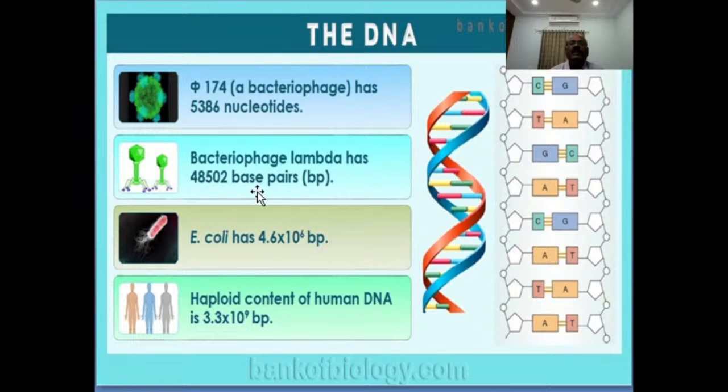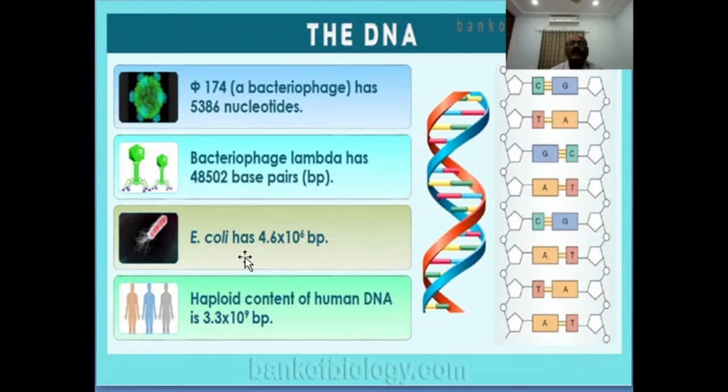Whereas the bacteriophage lambda has 48,502 base pairs. So this bacteriophage lambda has 48,502 base pairs. In lambda 174, DNA is a single strand. Here, DNA is a double strand, so that 48,502 base pairs are there.